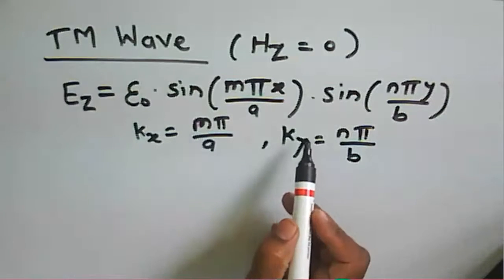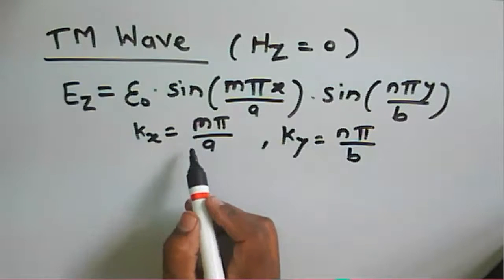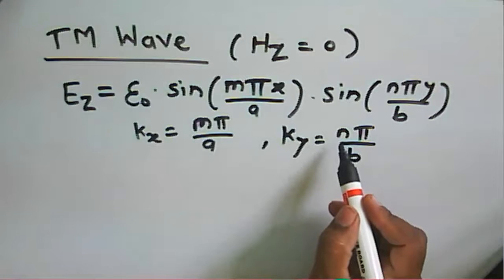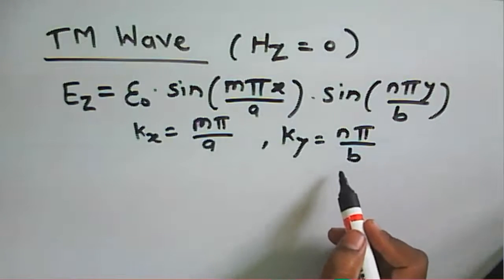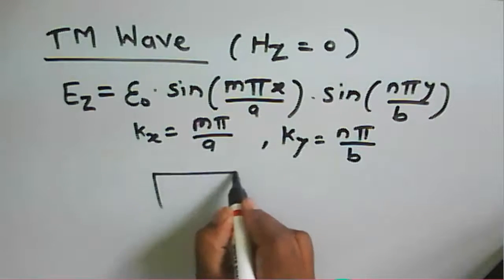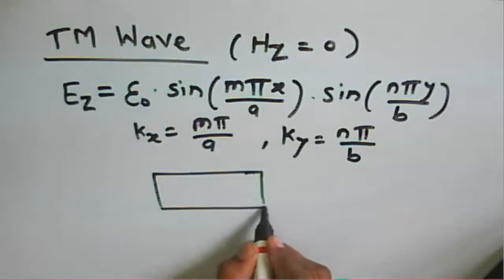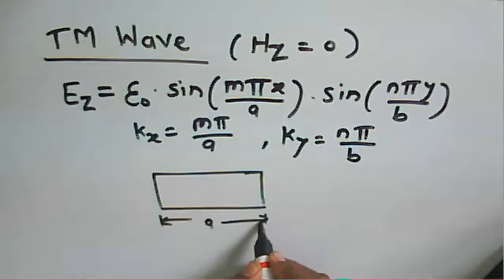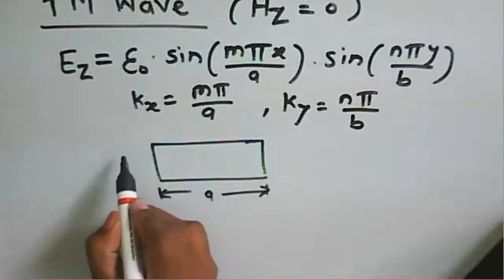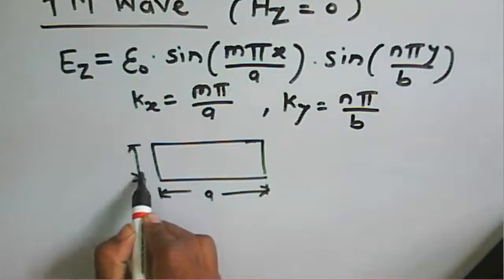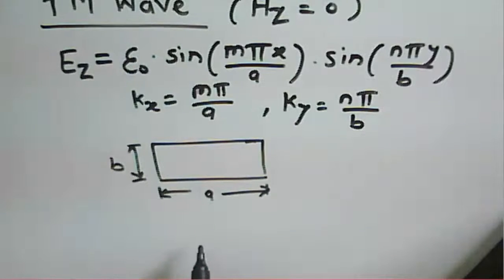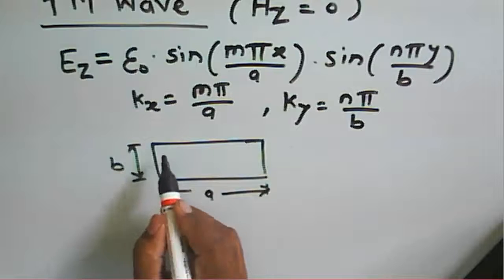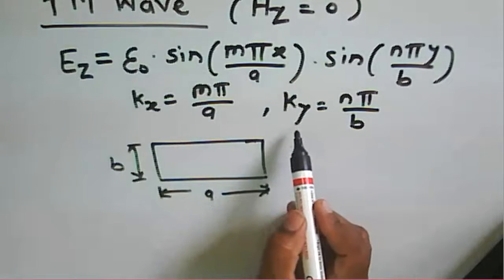Now this m and n, m means what? A half wave variation along this a side, this width side, and n means a half wave variation along the height side. Since it is a rectangular waveguide, this one is the width of the waveguide, and this one is the height, which is b. So half wave variation along a and half wave variation along b. According to that, the kx and ky components come.